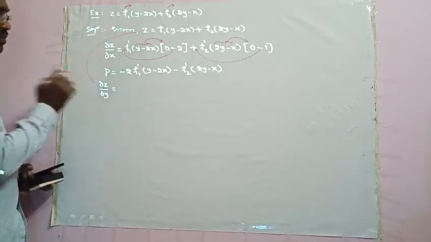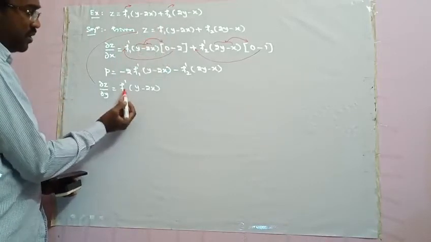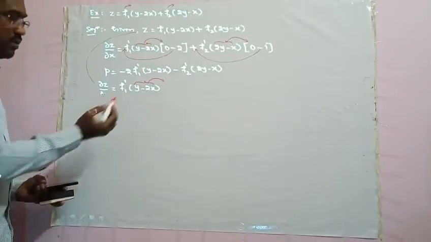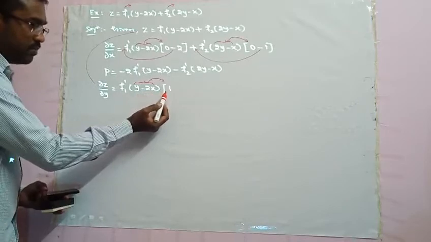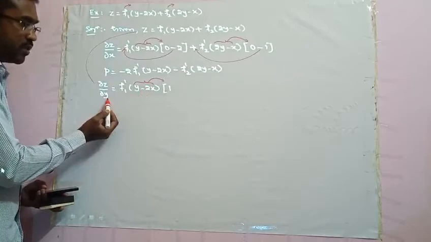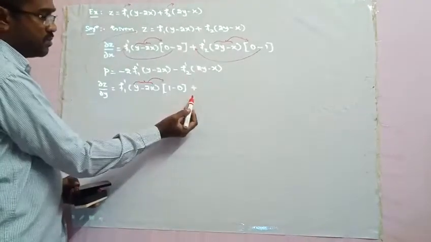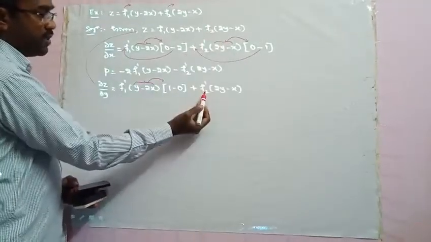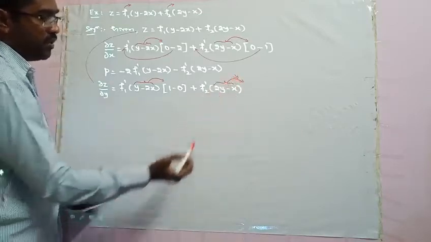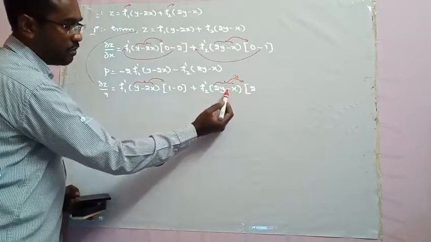Now let us differentiate z with respect to y. Differentiation of f1 is f1 dash into differentiation of this with respect to y. Differentiation of y is 1 minus differentiation of 2x is 0 because we are differentiating partially with respect to y, minus 0, plus differentiation of f2 is f2 dash into differentiation of this with respect to y. Differentiation of 2y with respect to y will be 2 minus 0.